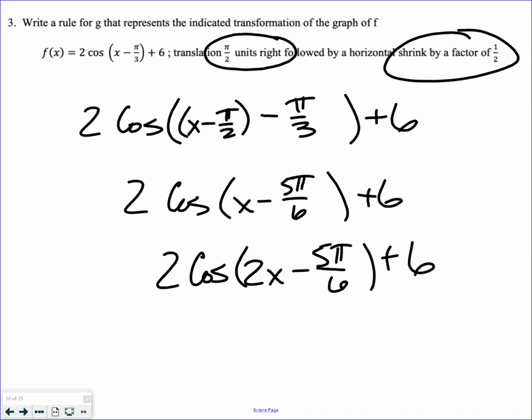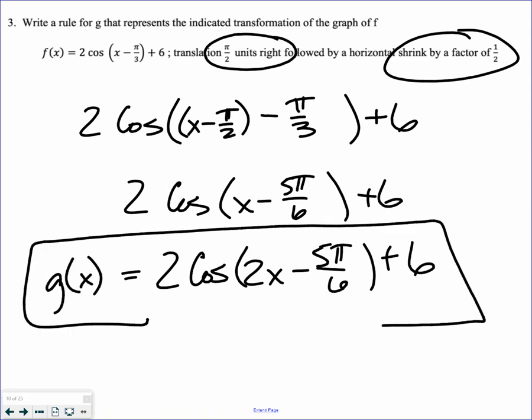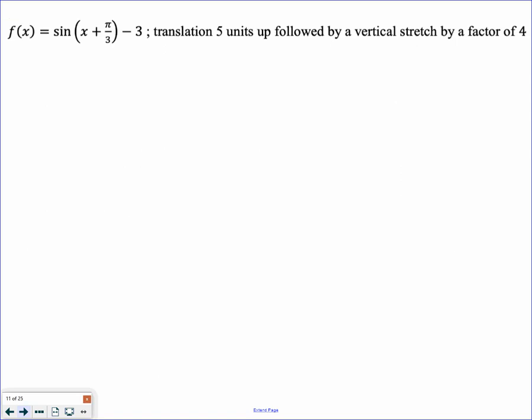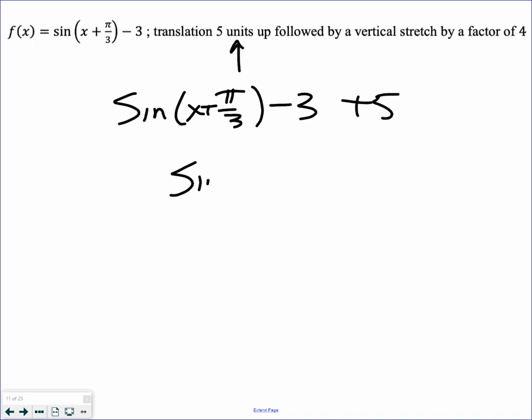Leave it like this. We're going to write the f of x. It says write the rule for g, sorry. So g of x would equal. So replacing x with x minus pi over 2, and then replacing x with 2x. Translation 5 units up. So anytime I'm going up, I am merely taking the entire function and adding 5. So that doesn't change much. That's a pretty easy translation.